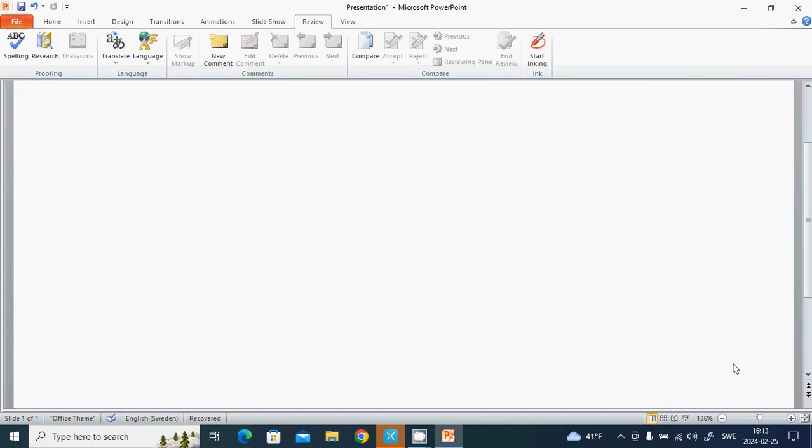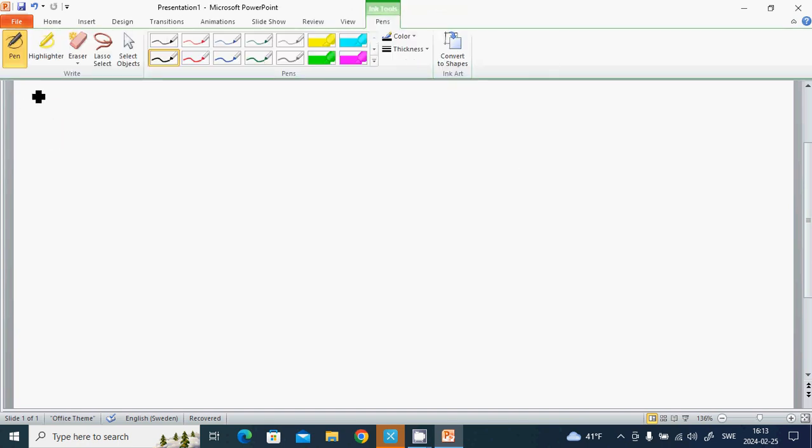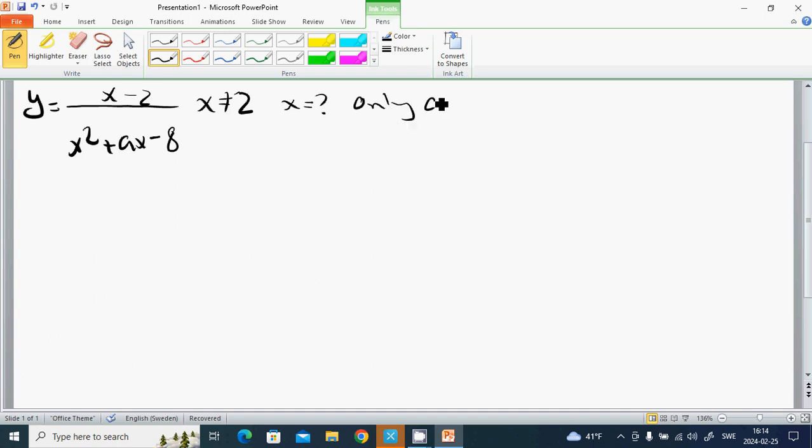The last example for vertical asymptote is y equals x minus 2, x² plus ax plus 8 minus 8, x not 2. And we will find a, with only one vertical asymptote.